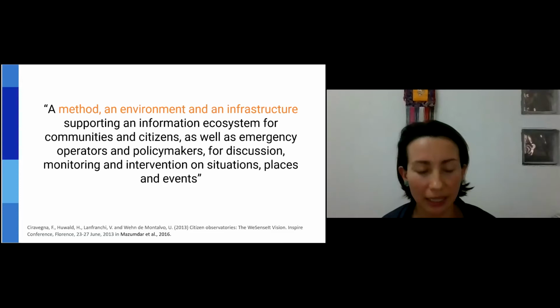So this is also a thing that maybe is not strictly in the definition, but the Commission also wants to emphasize that citizen observatories should have this component.